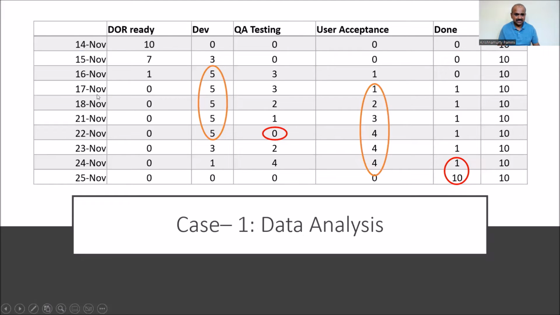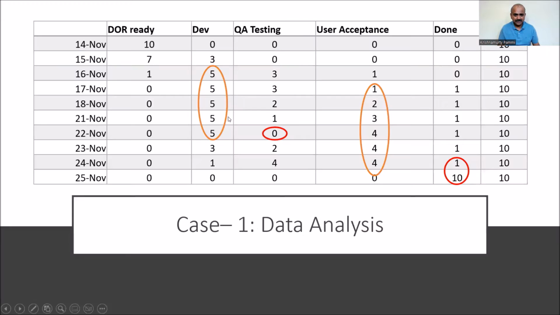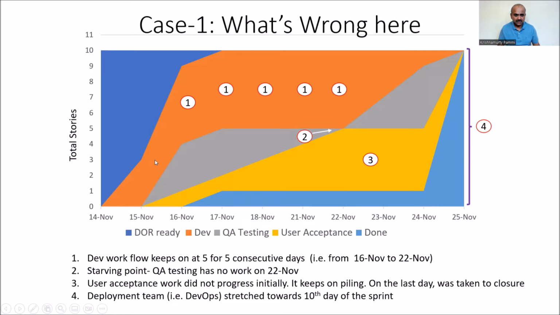This is what you see here, 17th November, 0. Till 16th November, you have certain numbers. So till 16th November, you have one number. On 17th November, it is 0. Now, what is happening? The development queue, the amber one, 0, 0.